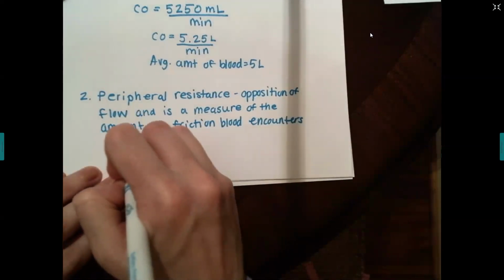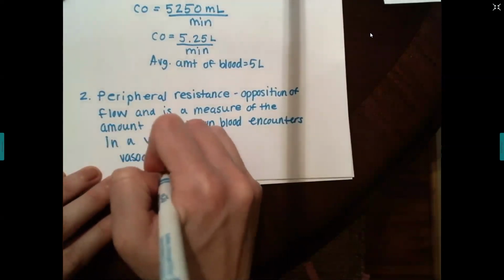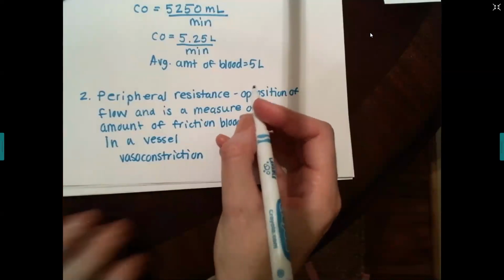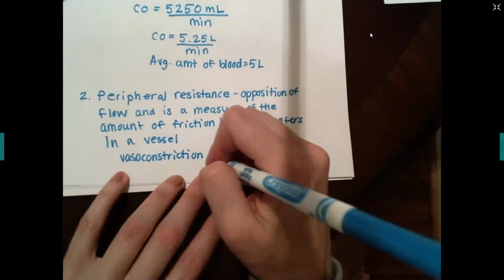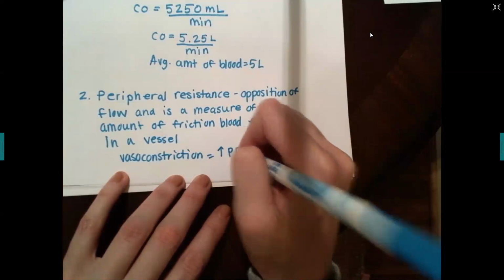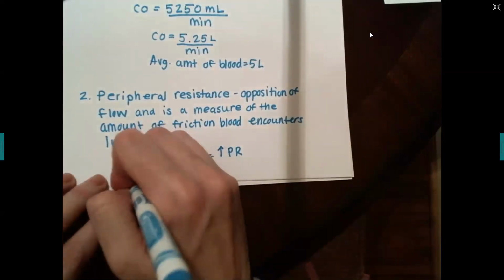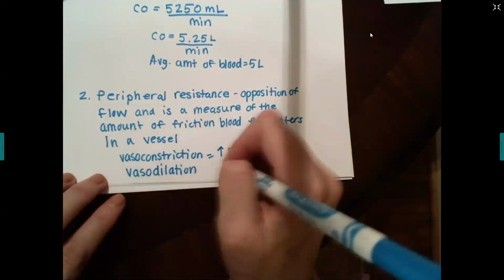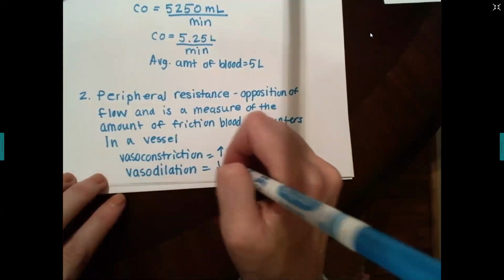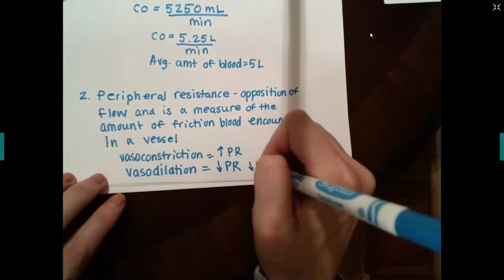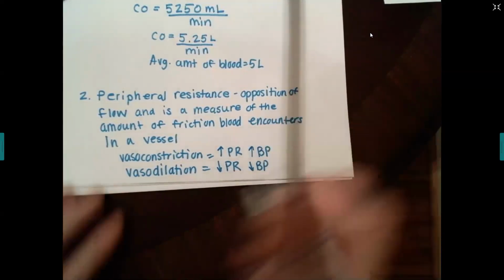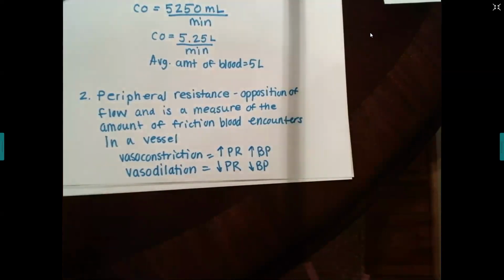Okay, so vasoconstriction is going to increase peripheral resistance. Vasodilation is going to decrease peripheral resistance, therefore decrease blood pressure. And the same thing would be true up here. If we increase peripheral resistance, we increase blood pressure.